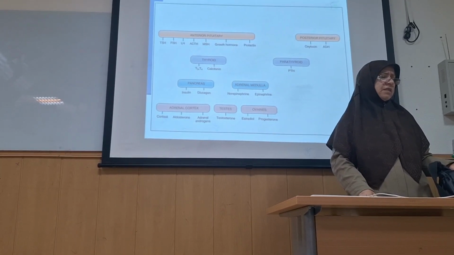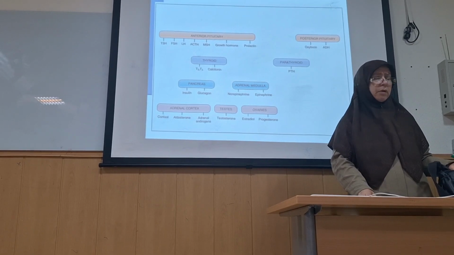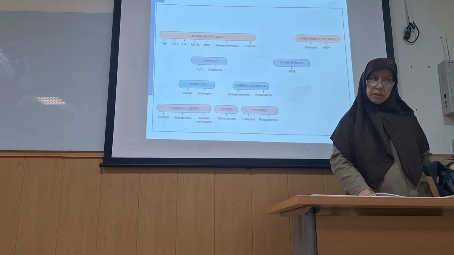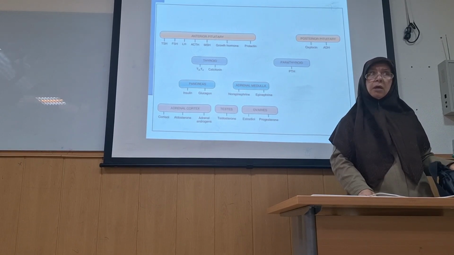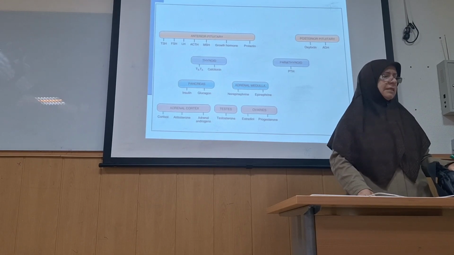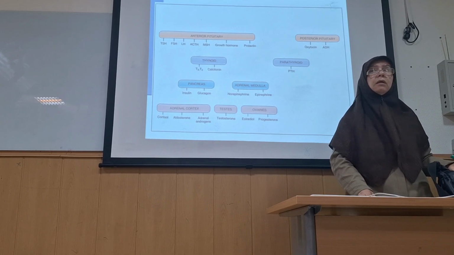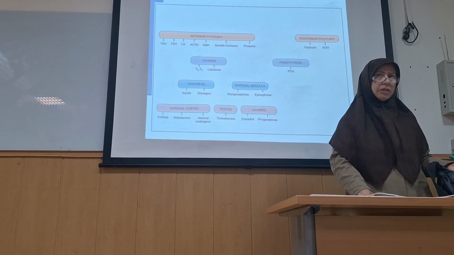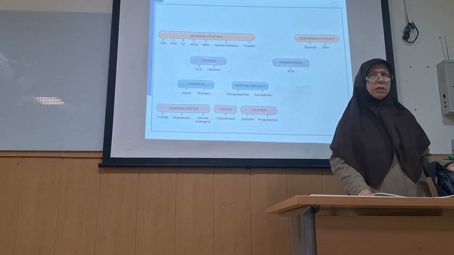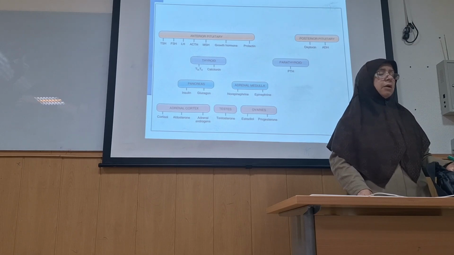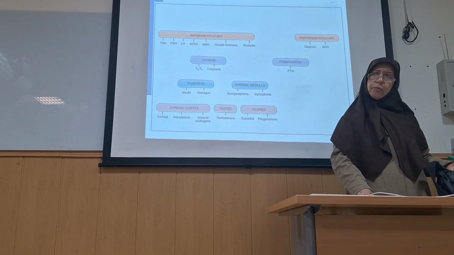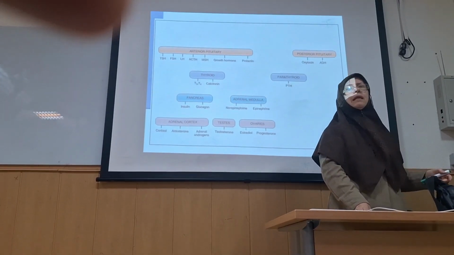Pituitary gland or hypophysis has two parts, anterior and posterior. Anterior pituitary hormones include TSH, thyroid stimulating hormone, FSH, follicle stimulating hormone, LH, luteinizing hormone, ACTH, adrenocorticotropic hormone, okay? MSH, melanocyte stimulating hormone, it's not important. Growth hormone and prolactin. Posterior pituitary hormones: oxytocin and antidiuretic hormone.